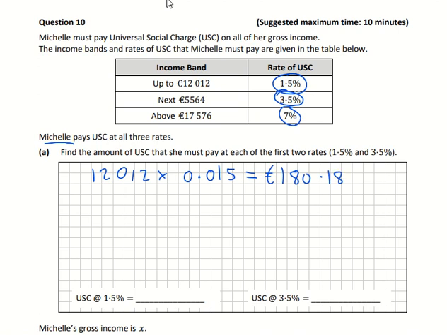Then for the next bit, it's just 5,564 multiplied by 0.035, and you should get 194.74. So that's the two answers. It's just finding 1.5% of 12,012 and then finding 3.5% of 5,564. So you're putting the answers in here.